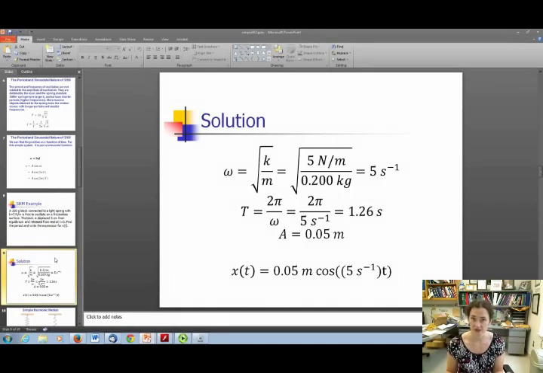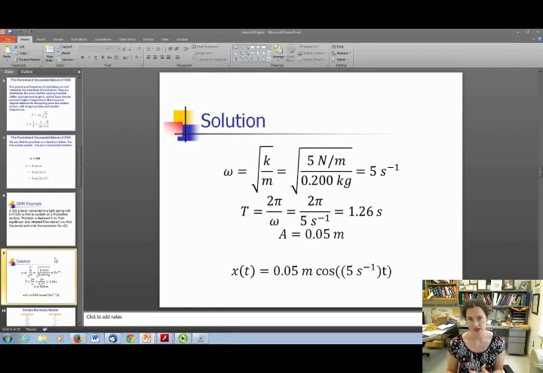So this 2 pi cancels out, and I get omega, which is what I need to put into my cosine function. Omega is equal to the square root of k over m. So when I solve using my numbers in this problem, omega is equal to the square root of 5 divided by 0.2, which gives me omega, an angular frequency, of 5 inverse seconds.